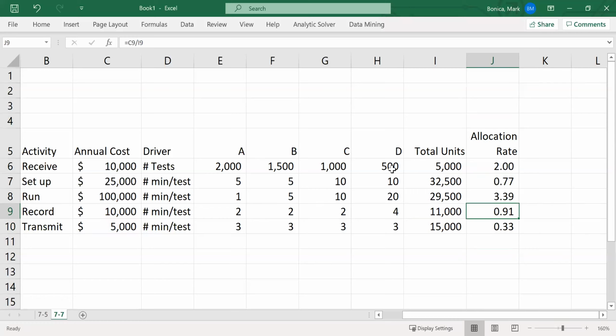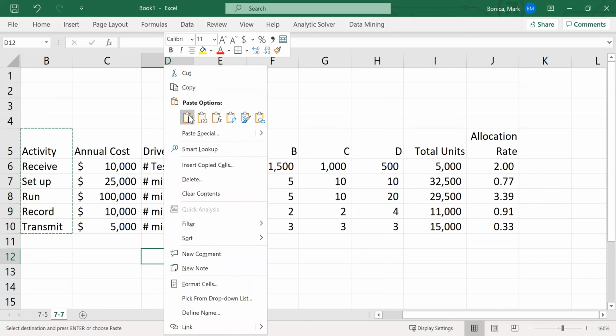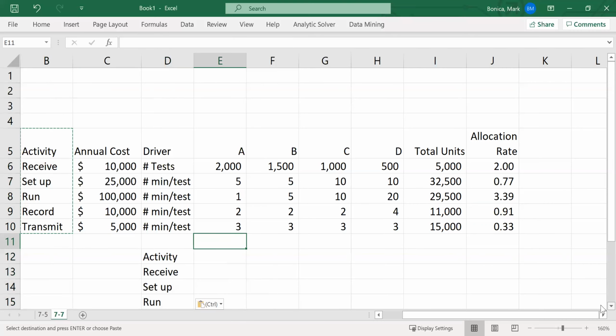All right, so part B says, using the allocation rates, estimate the total cost of performing each test. So total cost per test. Let me just copy that down here.